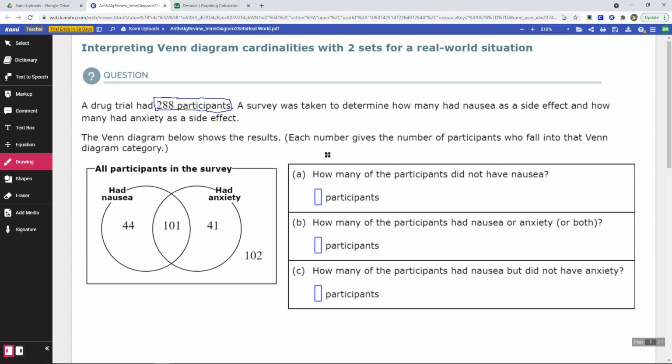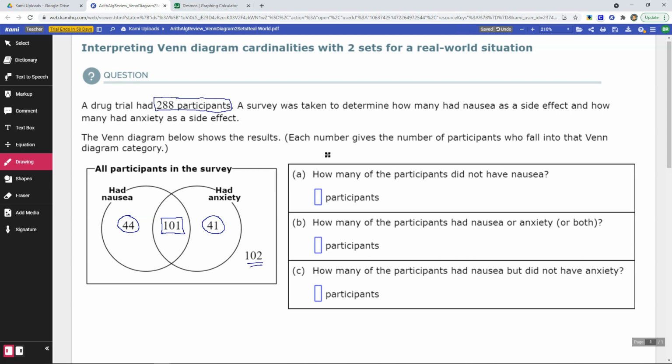A survey was taken to determine how many had nausea as a side effect and how many had anxiety as a side effect. The Venn diagram below shows the results. Each number gives the number of participants who fall into that Venn diagram category. So for those participants that had only nausea, we had 44, only anxiety, 41, both anxiety and nausea was 101, and those that had no side effects at all were 102.